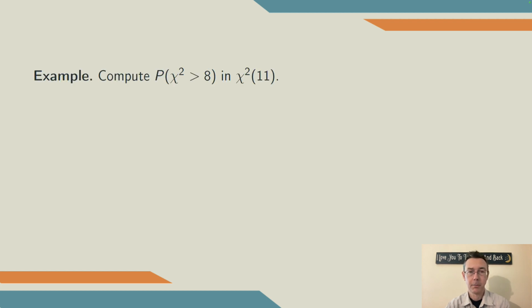Let's wrap up with a couple more examples. And if you want, you can pause the video and try and do these on your own before seeing my solutions. First off, let's compute the probability that chi-squared is greater than 8 in chi-squared of 11.